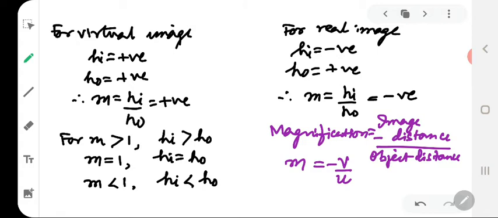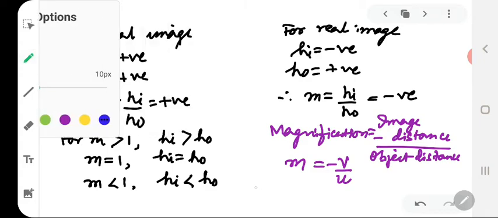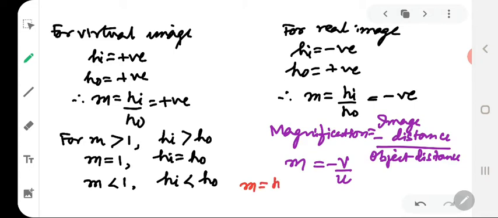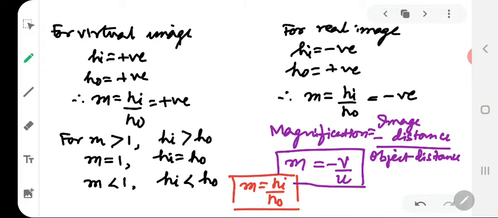So now we are having two formula for magnification. m is equal to hi by ho, and it is also equal to minus v by u. So these are the two formula for the magnification, and we can use these two formula to solve the numerical problems. We can also equate these two expressions. This means hi by ho can be equated to minus v by u for spherical mirrors.